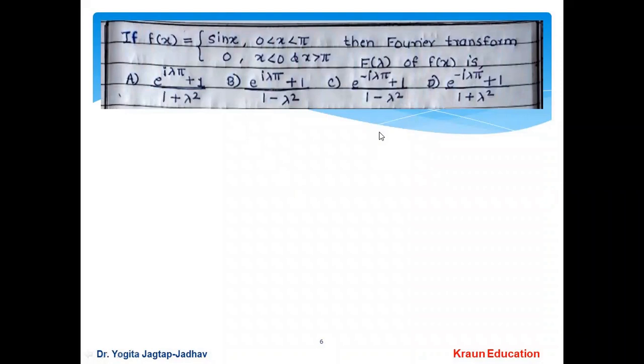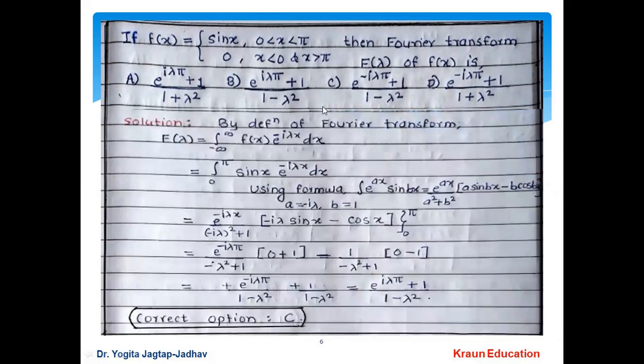Now look at the next example. If f of x equals sine x for x lying between 0 to pi and it is 0 for x negative and x greater than pi, then here again we have to find the Fourier transform of f of x. Options are provided. Again, by the definition of the Fourier transform, we have this, and just observing the range of the given function, we split it from minus infinity to 0, then 0 to pi, and then from pi to infinity. In the interval 0 to pi, the value of f of x is sine x. Therefore, we have this arrangement: integration from 0 to pi of sine x into e raised to minus I lambda x dx.